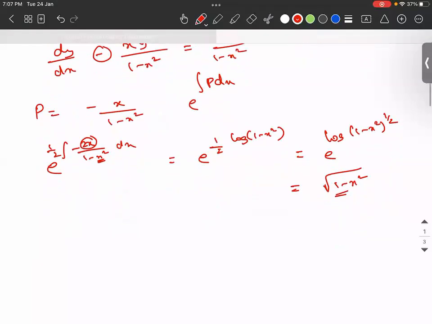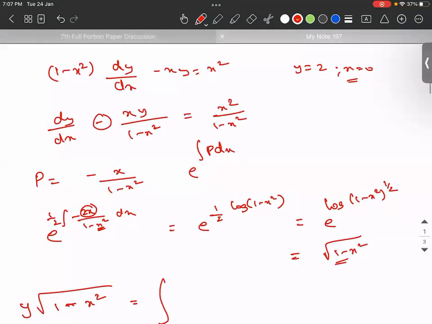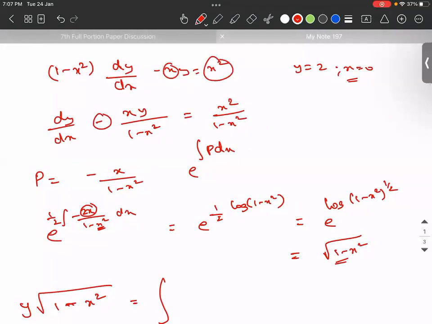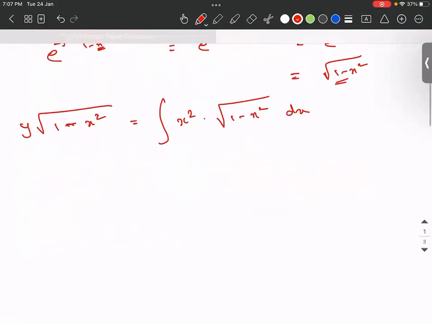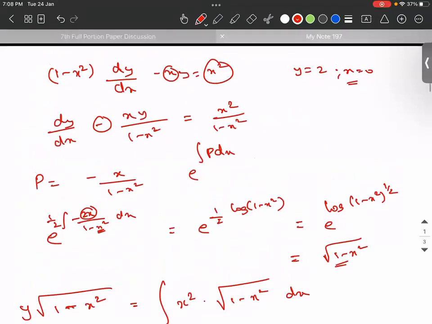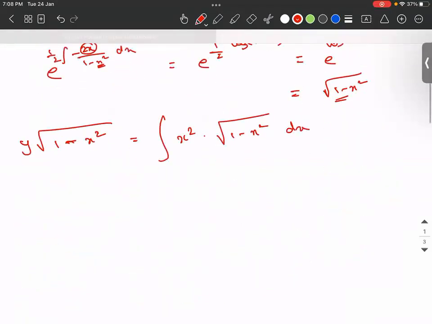So y into integrating factor. So y into root of 1 minus x square is equal to integral of q. Q is x square. X square into integrating factor root of 1 minus x square dx. Right? How to solve this?